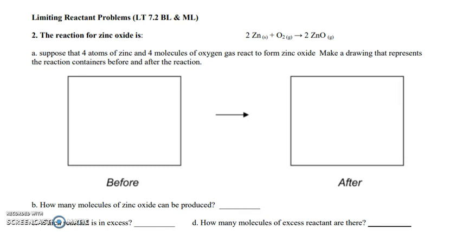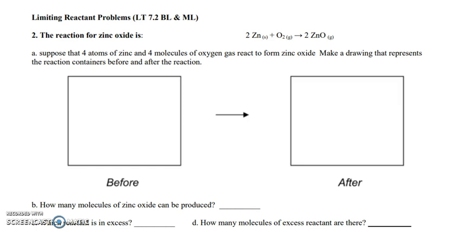This is an example of a limiting reactant problem for 7.2 basic level and meets level. So as we go through, I'll differentiate between what we consider the basic level and what we consider the meets level. To start, the reaction for zinc oxide is 2 zinc plus oxygen yields 2 zinc oxide. Suppose that 4 atoms of zinc and 4 molecules of oxygen gas react to form zinc oxide. Make a drawing that represents the containers before and after the reaction.